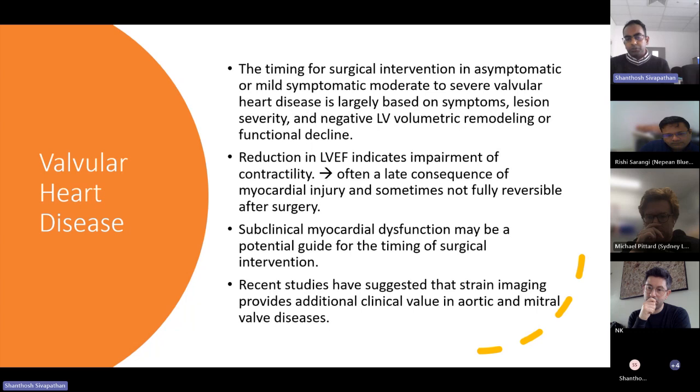So then they're like, well, can we do something with strain? And really, at the moment, the answer is not really. Some people do use it as a marker and say, look, there is a bit of dysfunction, but most of the time, if there's valvular heart disease, they rely on LV ejection fraction to determine whether this patient would benefit from surgery or not.